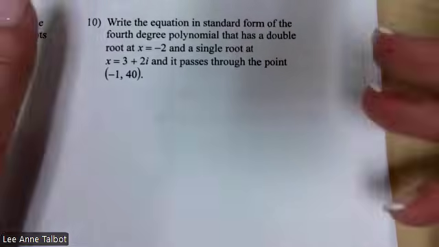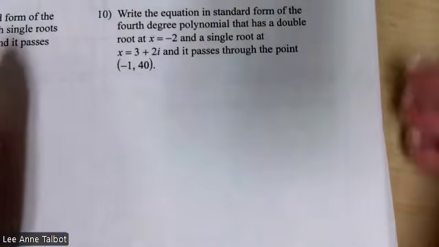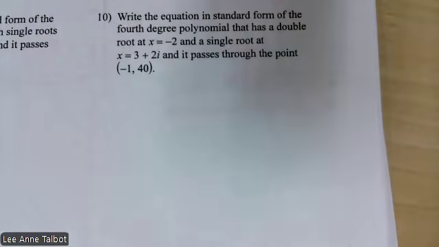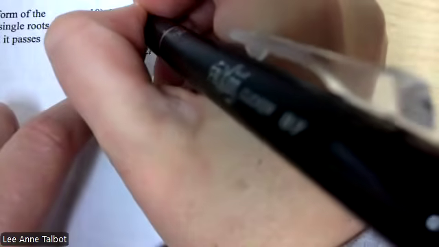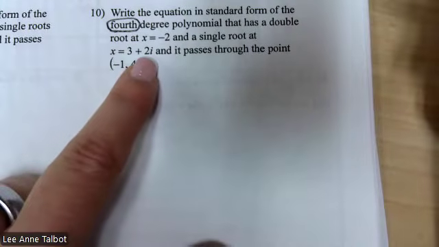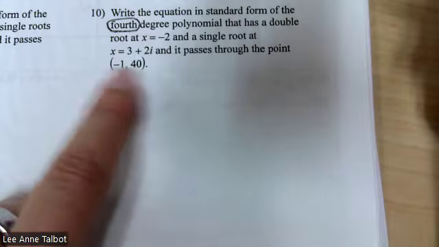Yes. Okay. Number 10 is great. Excellent question. I'm going to try to figure out where I think your question is in my mind, like Zoltar. Okay. Write the equation in standard form. Oh, great. Of the 4th degree polynomial. This is a very big hint. 4th degree polynomial that has a double root at -2 and a single root at 3 plus 2i, and it passes through the point -140.